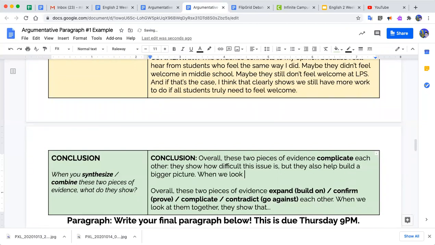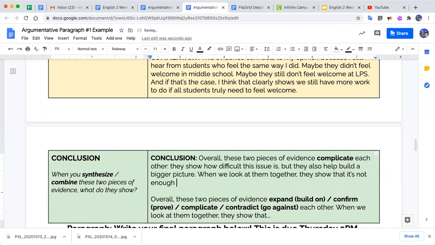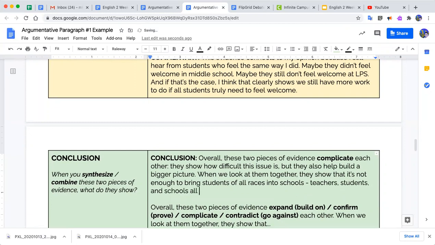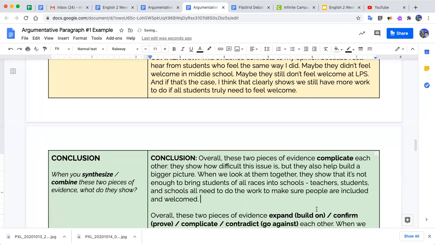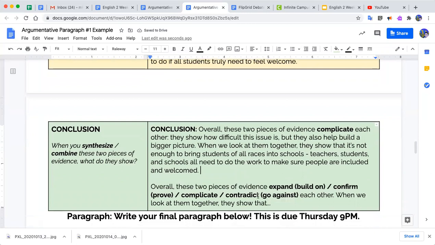And when we look at them together, they show that it's not enough to bring students of all races into schools. Teachers, students, and schools all need to do the work to make sure people are included and welcomed. And if you want to do what I did, you have to stem over here. Overall, these two pieces of evidence expand, confirm, complicate, or contradict each other. And when we look at them together, they show that link.